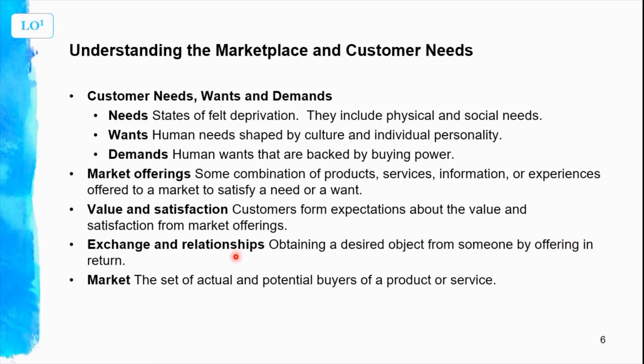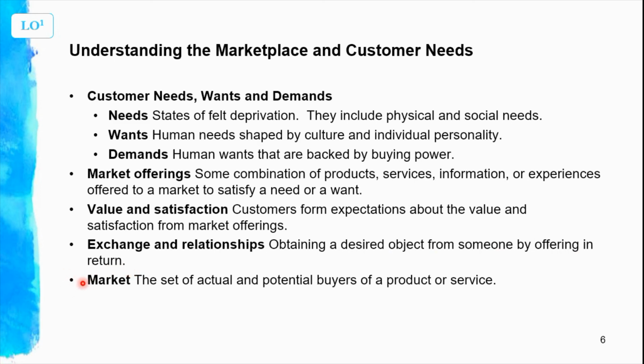Next, we talk about exchange and relationships. In the case of marketing, there is definitely an exchange taking place, whereby a buyer desires an object from a seller, who will offer something in return. In most cases, in all transactions, we are looking at a product and the dollars and cents for the monetary return.